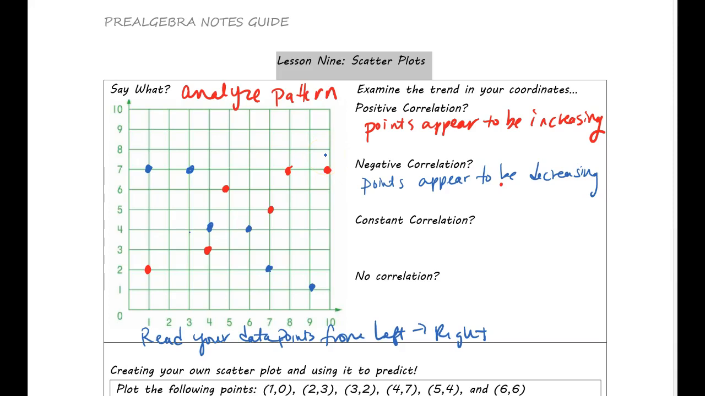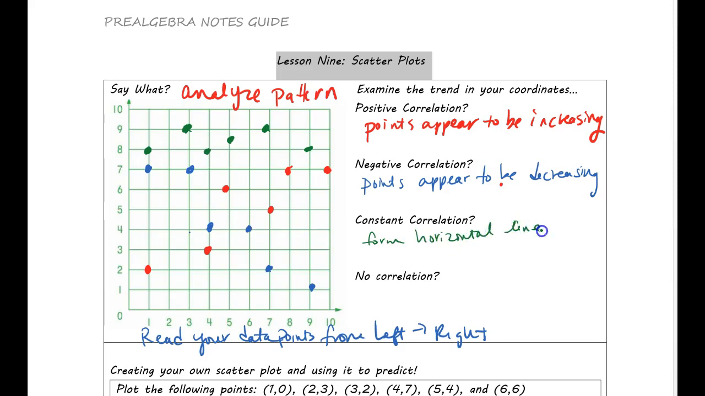Now a constant correlation, let me switch to green. Constant correlation would mean that they're not moving up or down. Instead, maybe they're moving straight across the page. So maybe you see something like this going on, where you feel like they're all grouped around a line, and it's just cruising steadily in a horizontal line fashion. Okay, so they're not up, they're not down, they're just cruising straight across. So this would form a horizontal line.